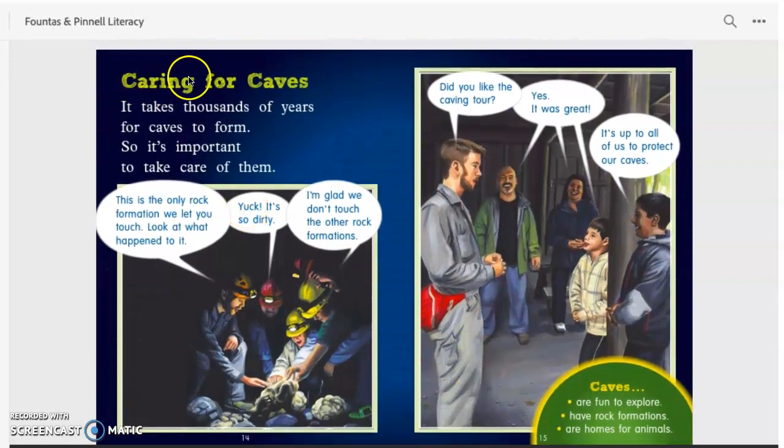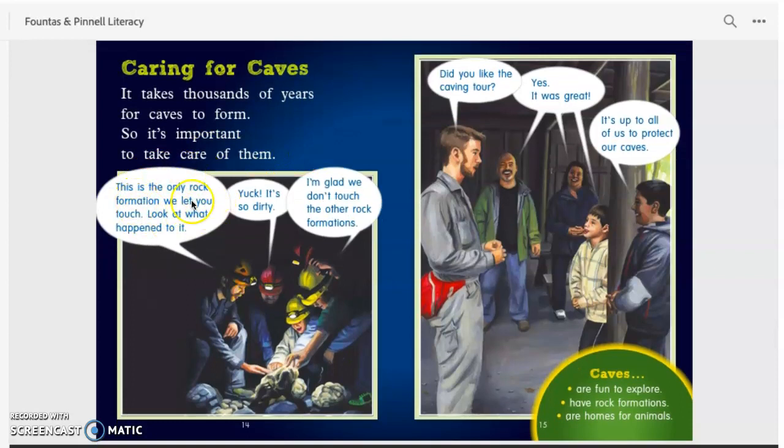Now, this is the heading, caring for caves. It takes thousands of years for caves to form, so it is important to take care of them. This bubble said, this is the only rock formation we let you touch. Look at what happened to it. Yuck, it's so dirty. I'm glad we don't touch the other rock formations. So when you touch it, it does get dirty from your hands.